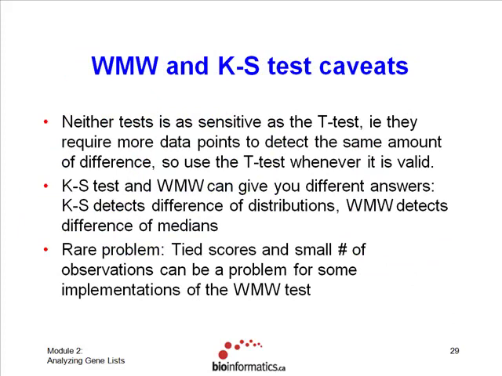So this is why you don't use these two tests for everything. Neither test is as sensitive as the t-test. What that means is if there are real differences, and the t-test is the appropriate test to use, these tests are less likely to detect those real differences. So they're going to have more false negatives, right? They can also give you different answers, because WMW detects difference of medians, KS detects difference of distributions. But in that case, you probably want the answer the KS test is giving you.